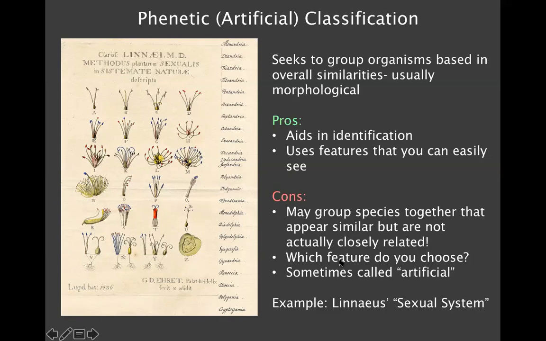Another problem with this system is that it's very subjective. One person might classify these stamens by their color, and the other one might classify them by their number, for example, right? So it's really subjective to the person who's creating the system.